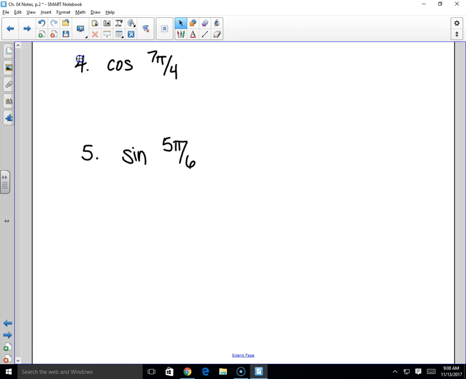Who has a quadrant and a sign for number 7? Just the sign, positive or negative, and a quadrant as to why. Raise your hand. Chris. 4, right? Oh, sorry, I read the 7 pi over 4. Yeah, it's positive, and, no, sorry, it's negative in the fourth quadrant, right?